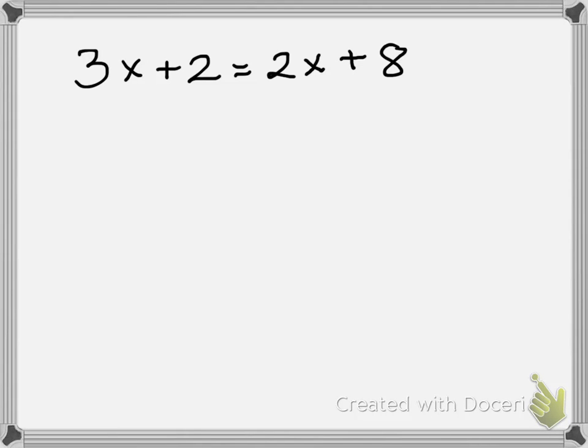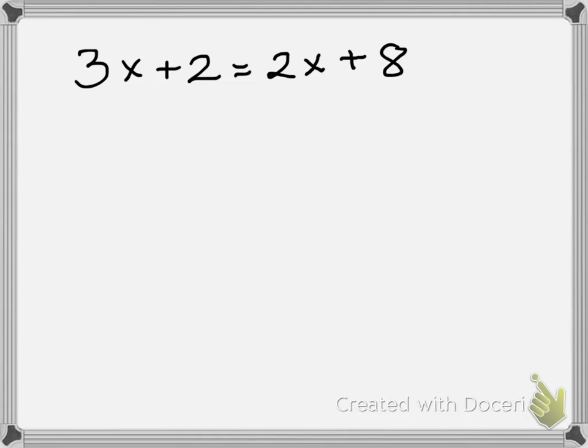Hey guys, today you're going to work on combining like terms across the equal sign and then solving equations. Remember that like terms are any numbers that are with the same variable, so in this case 3x and 2x are like terms, and then also any constants, which are just numbers by themselves, so 2 and 8 are constants. What we're going to do is combine like terms, which means we're going to put together 3x and 2x, and then we're going to put together the 2 and the 8.